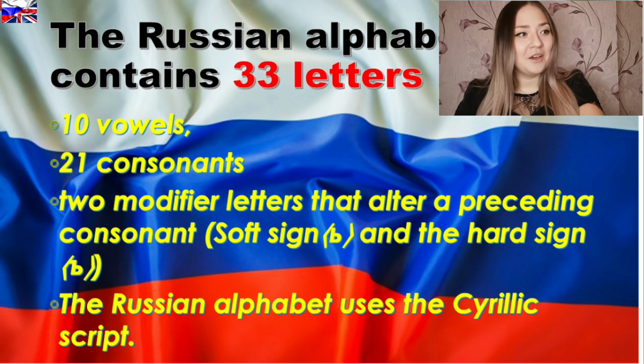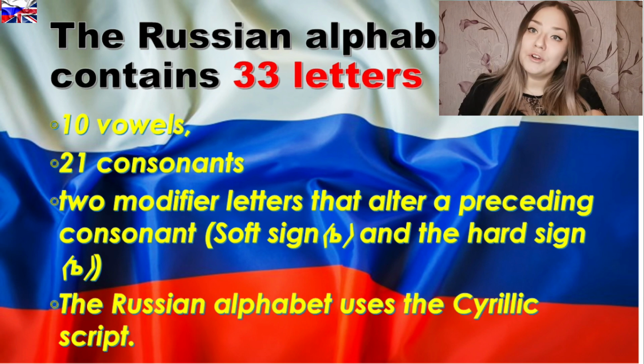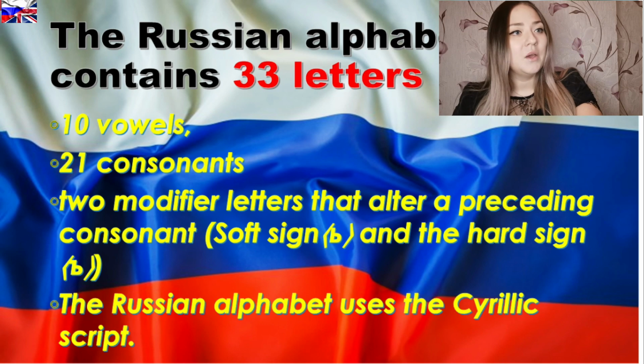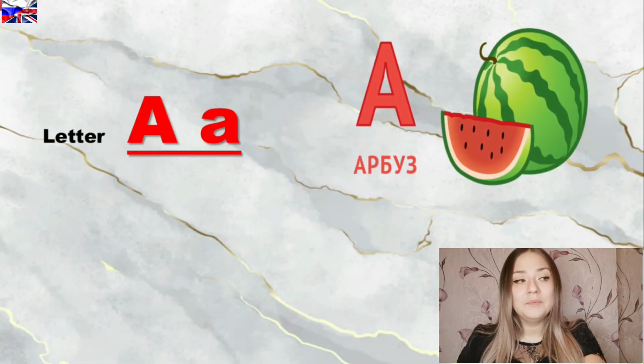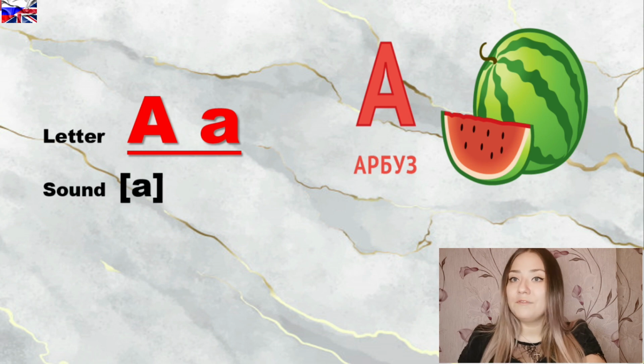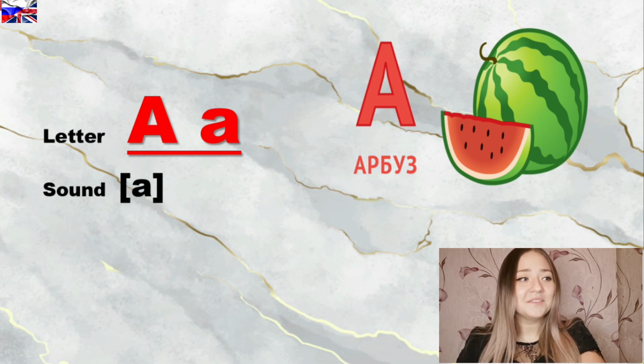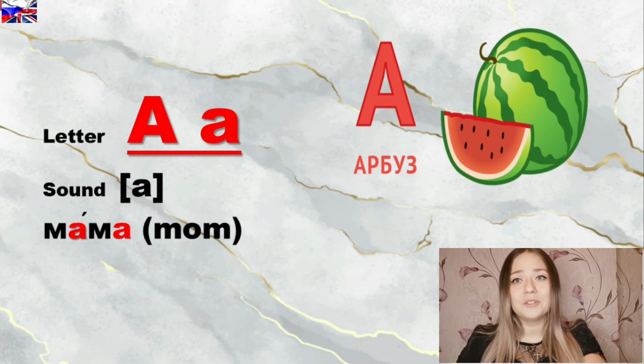So, now, without further ado, let's begin with the first letter of the Russian alphabet, which is letter A. A, sound A. Very easy, right? Letter A, sound A. Let's look at some of the examples. For example, mom, a very universal word in any language, is pronounced as mama.